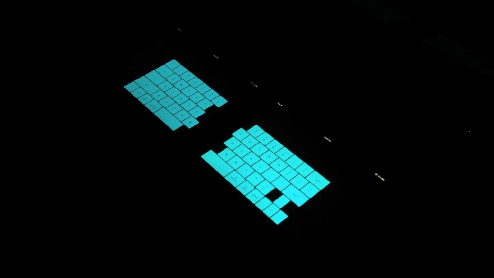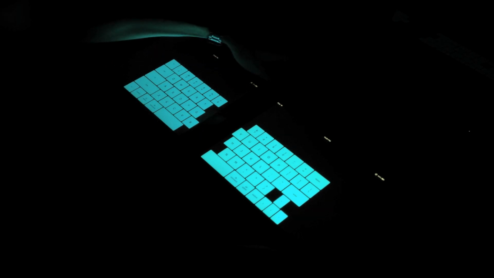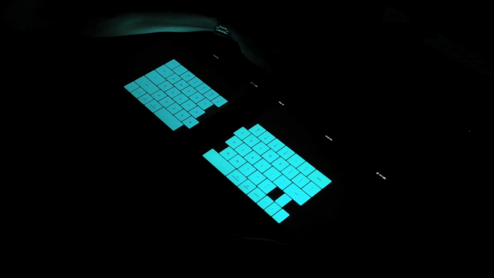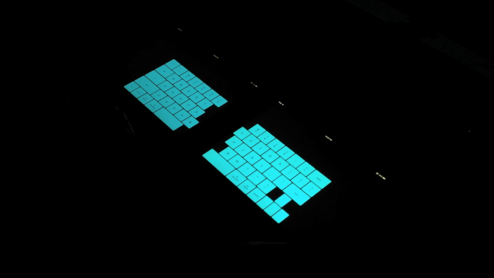Okay, so let's take a closer look at the keyboard itself, or keyboards, I guess I should say, since there are actually two of them. The keyboard is split between two iPads, and the reason I did that is because one iPad is not large enough to accommodate a full-size keyboard.